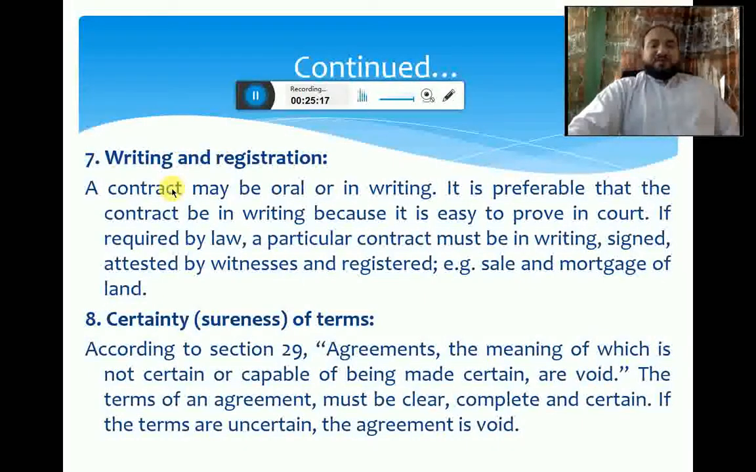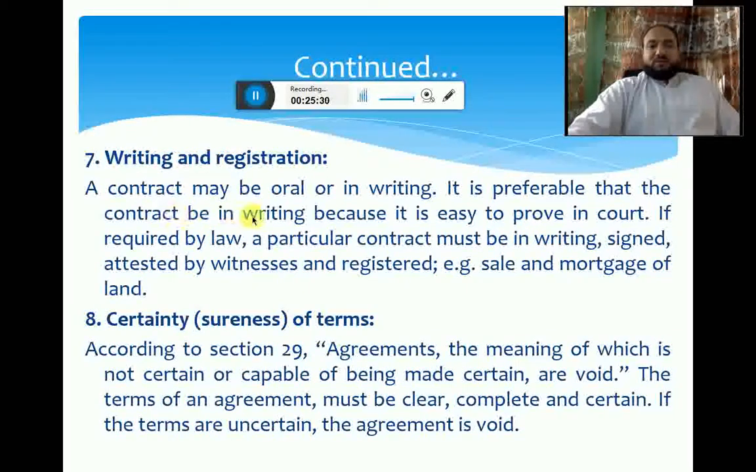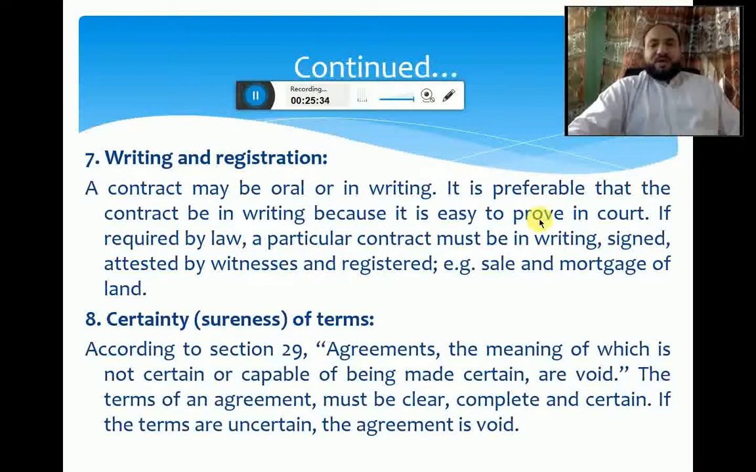Another essential is writing and registration. A contract made by oral or in writing, it is preferable that the contract may be in writing because it is easy to prove in court. If required by law, a particular contract must be in writing, signed, attested by the witnesses and registered. For example, sale or mortgage of the land.